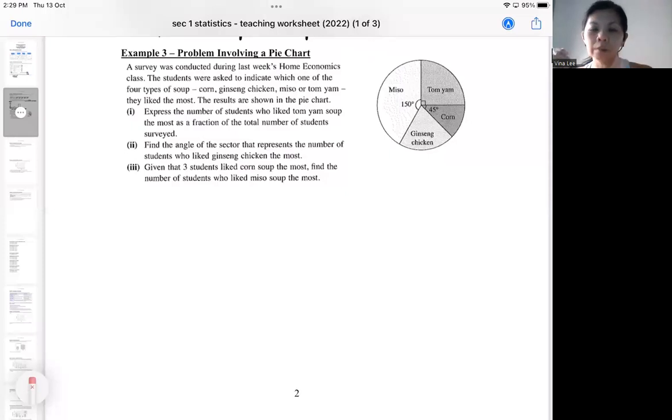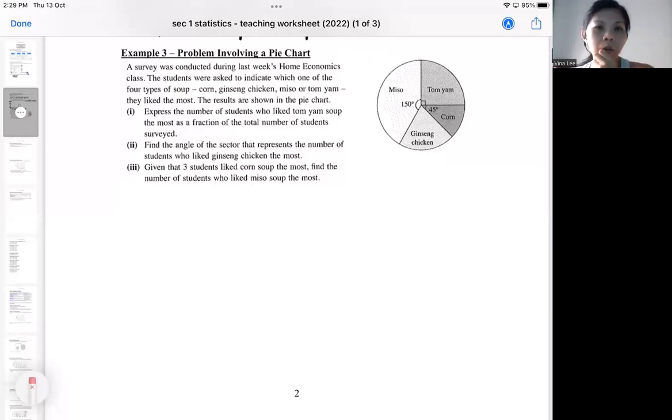Okay, so there's 4 categories. 4 categories is not considered a lot, so to put the information on the pie chart is okay. But if let's say the survey involves a lot of categories, like 10 types of soup, because there are too many categories and we're very limited by the circle, it's not so advantageous. So one of the disadvantages of a pie chart is that it will not be suitable where a lot of categories are involved. Here we only got 4 types of soup, so I think that's quite reasonable.